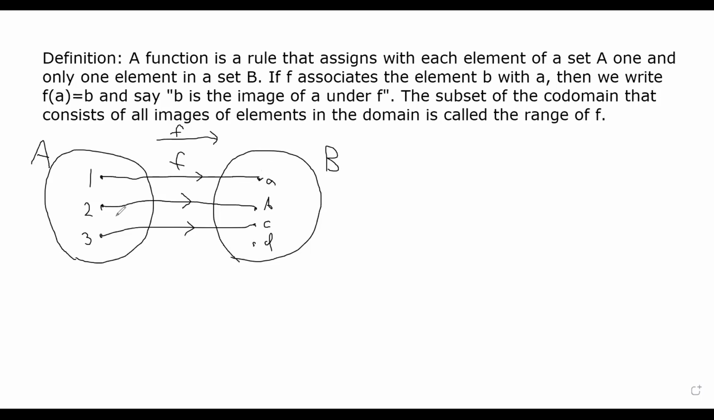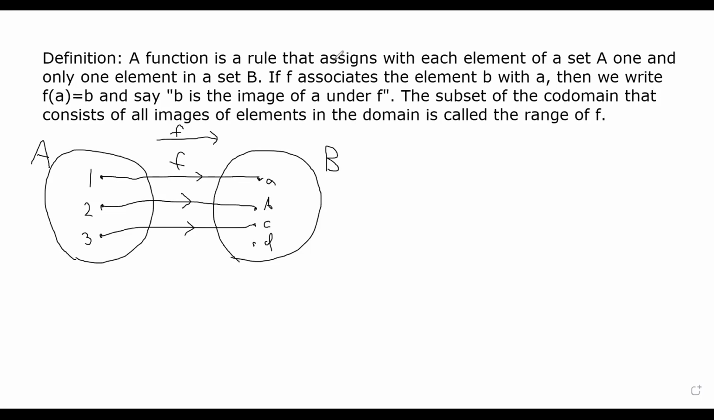2 is assigned to little b. 2 is assigned to one and only one element in set capital B. 3 is assigned to C. 3 is assigned to one and only one element of set capital B. So each element of set capital A is assigned one and only one element in set B. So this arrow diagram is an illustration of a function F, which satisfies the definition of a function. And so F is a function. It assigns to each element of a set A one and only one element of a set B.